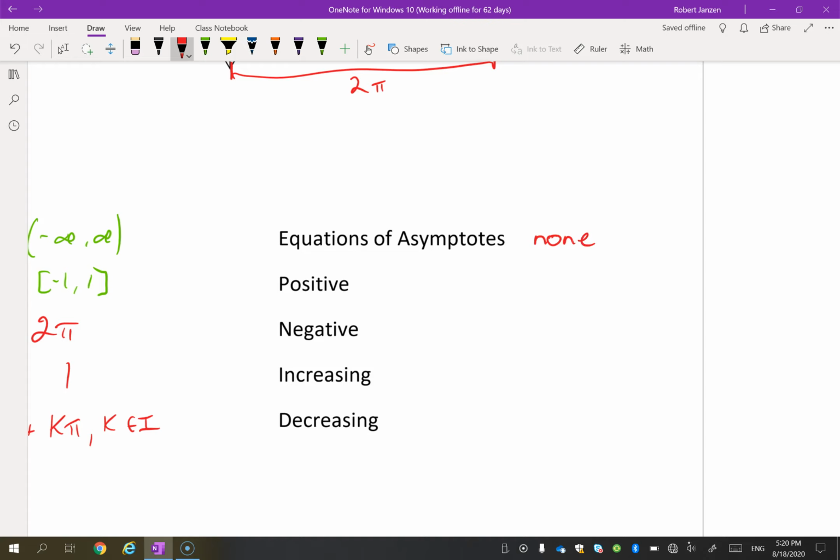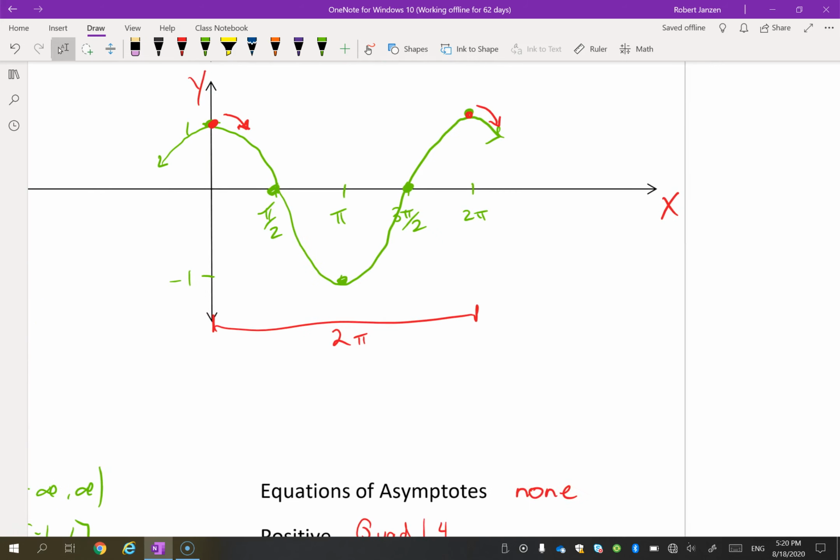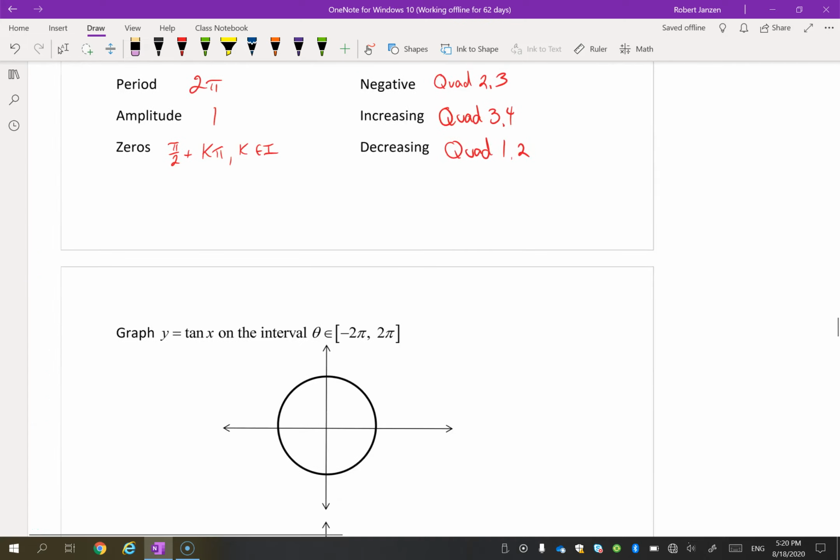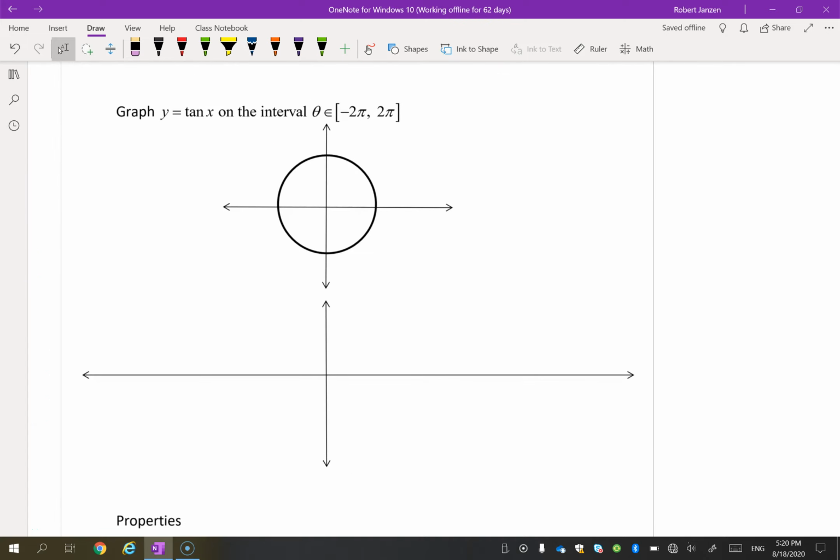Where is cosine positive? Quadrant 1 and 4. Where is it negative? Quadrant 2 and 3. Where is this cosine graph increasing? Right here. This is quadrant 3 and 4. Which means it's decreasing in quadrant 1 and 2. All right, that's the cosine graph. Let's do one more. We'll do the tan graph.